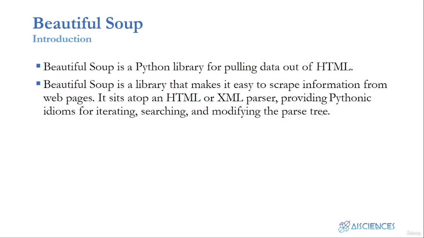The next point is Beautiful Soup is a library that makes it easy to scrape information from web pages. It sits atop an HTML and XML parser, providing Pythonic idioms for iterating, searching, and modifying the parse tree. So there are some pre-configured HTML and XML parsers which Beautiful Soup uses, and when you pass an HTML file to it, it parses that file using those parsers, and then allows you to use Pythonic code to iterate on it and extract any kind of useful information. So in this video, I gave you an introduction to Beautiful Soup, and in the later video, we will do some hands-on.